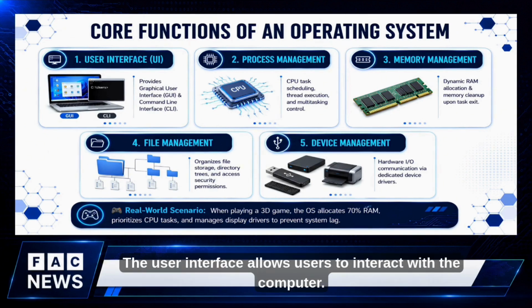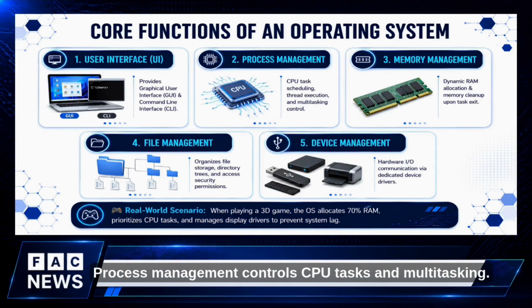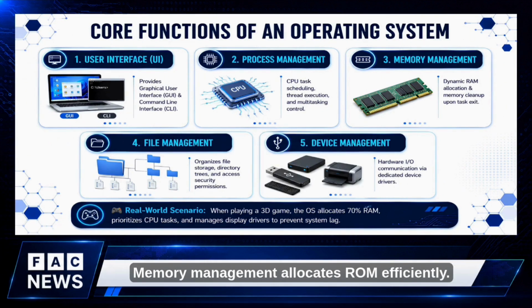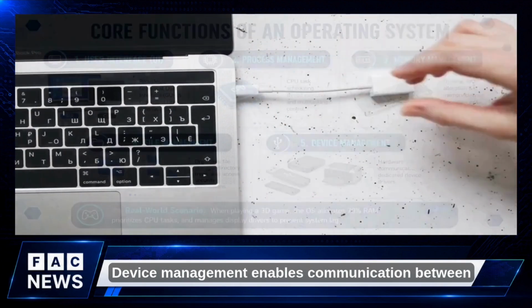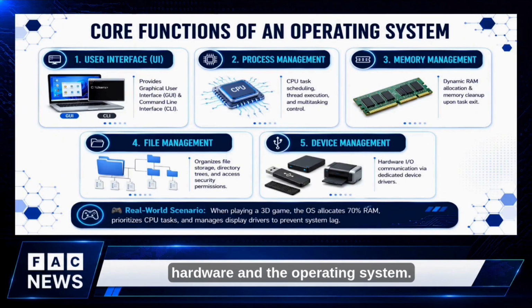The user interface allows users to interact with the computer. Process management controls CPU tasks and multitasking. Memory management allocates RAM efficiently. File management organizes files and controls access. Device management enables communication between hardware and the operating system through device drivers.